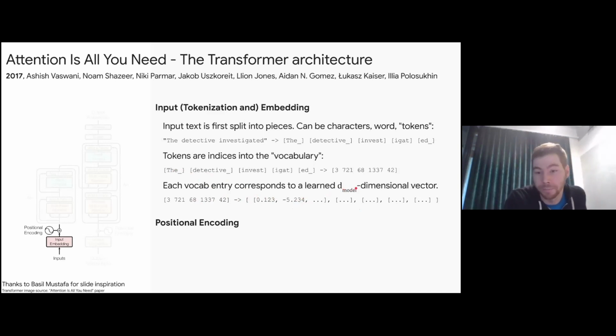Often it's something like 128, 768, or things like that. Nice computer science numbers. Let's say 128 for this example. So that's one part. Now we have our sequence of float vectors. However, there is one thing.